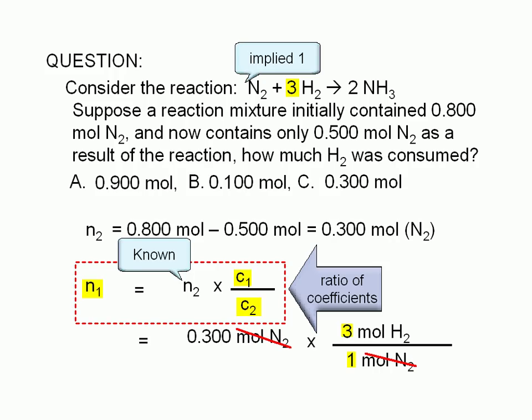Note that we keep 3 significant digits in our answer since the least precise term in our calculation, 0.300, has only 3 significant digits. The numbers 3 and 1 in the conversion factor are exact. Therefore, the correct answer is A.